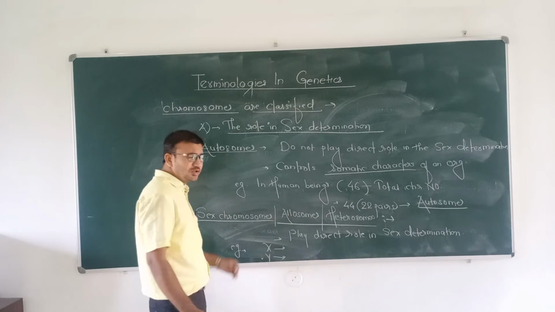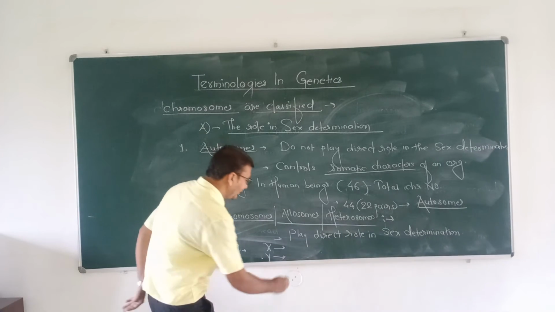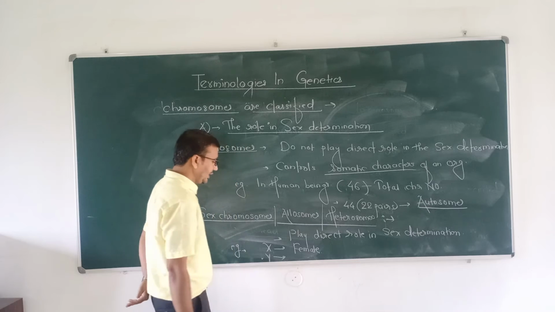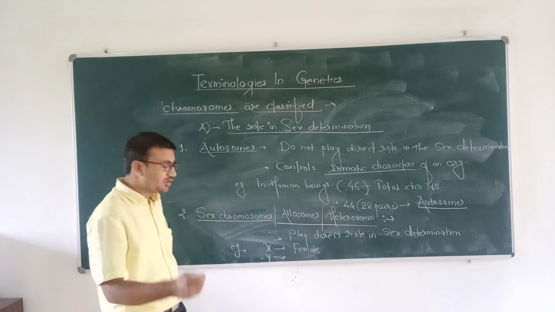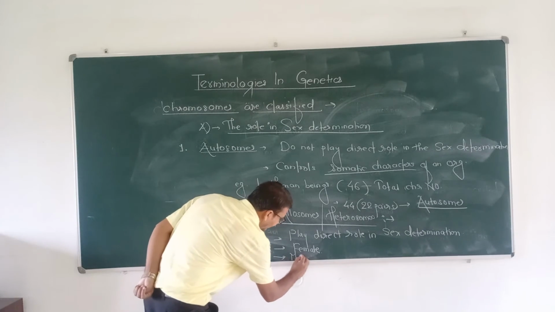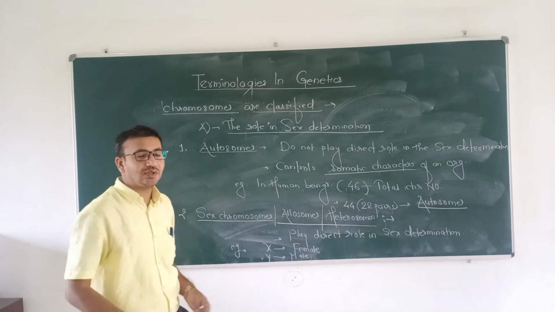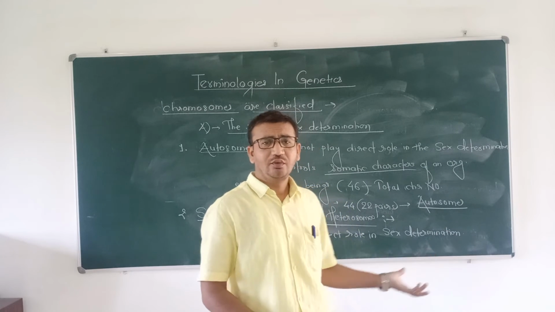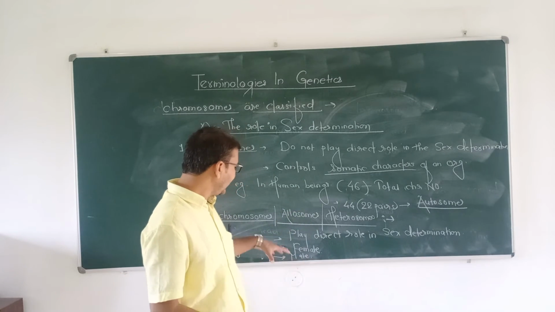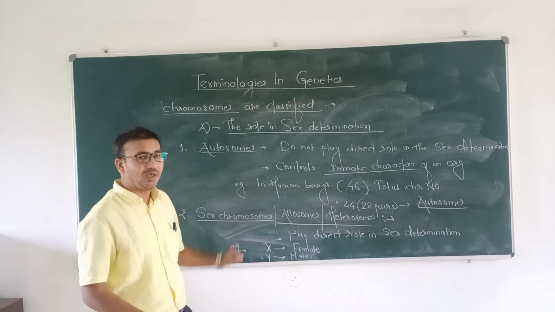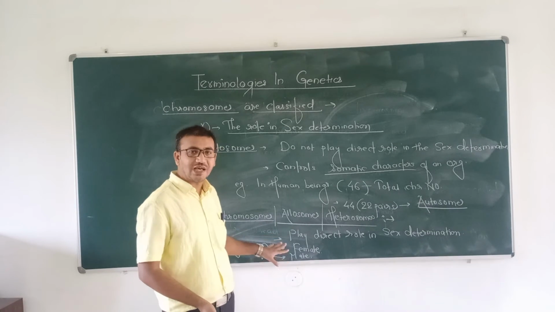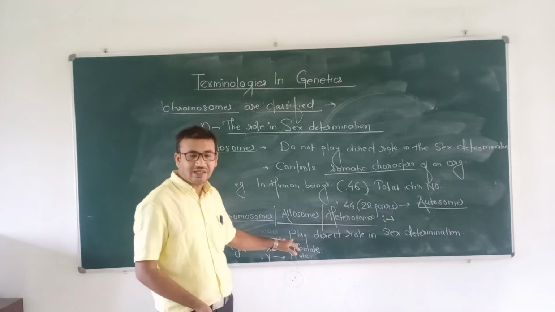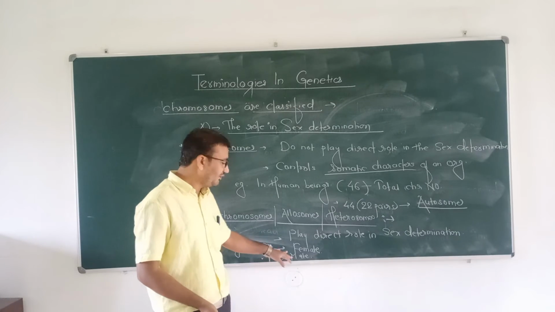X chromosome usually we used to indicate the female sex, and the Y chromosome is usually used to indicate the male sex. So these are the two sex chromosomes that are found in most of the organisms, and we are looking at it as a common example in human beings. In human beings, two sex chromosomes are present, one is X and another Y. So X shows the female sex, and the Y shows the male sex.